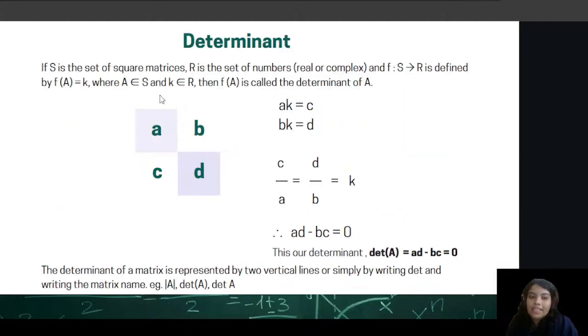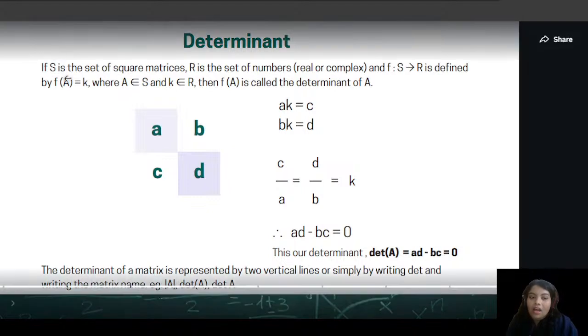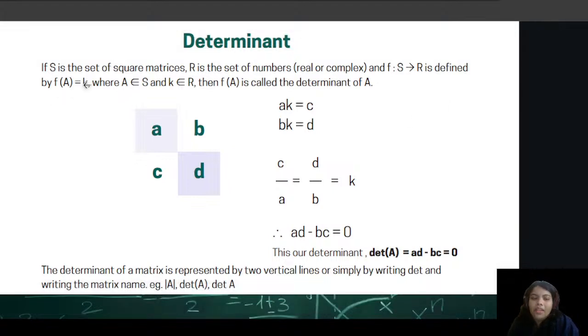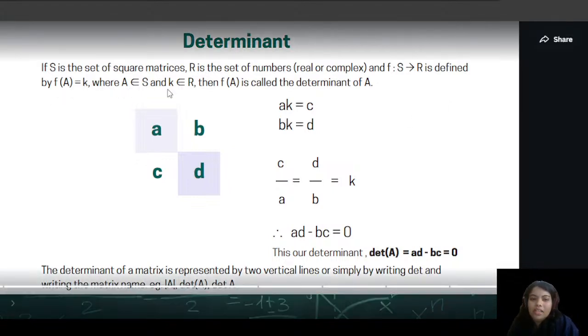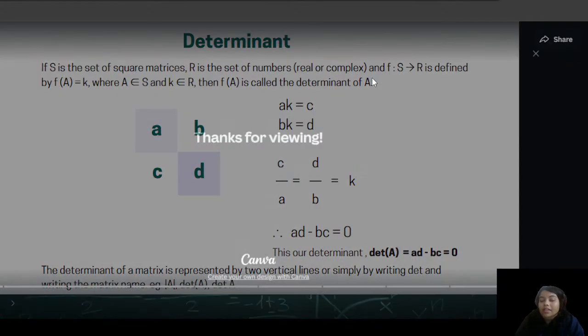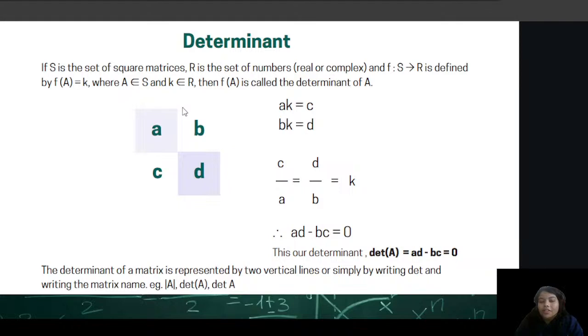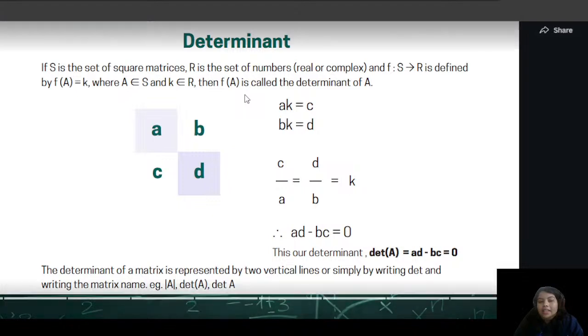So we can see that determinant is a function on the set of square matrices and the set of numbers, which can be real or complex, and it is defined by f of A equal to k, where A belongs to S and k is a constant which belongs to the real numbers, and f of A is called the determinant of A. This is a very good definition of determinant, but as a beginner we are not understanding anything of it.